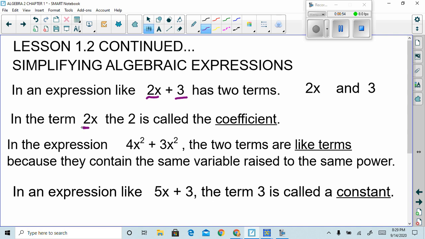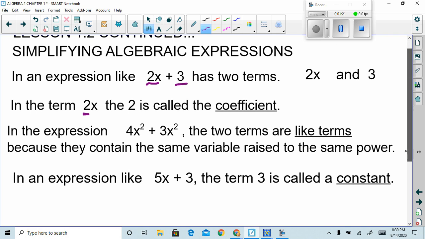And in an expression like 4x squared plus 3x squared, these two terms, 4x squared and the second term, 3x squared, are what we call like terms. Like terms are parts of an expression that have the same variable raised to the same power. In an expression like 5x plus 3, that 3 is called a constant.